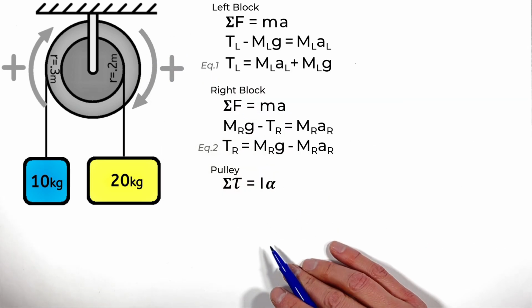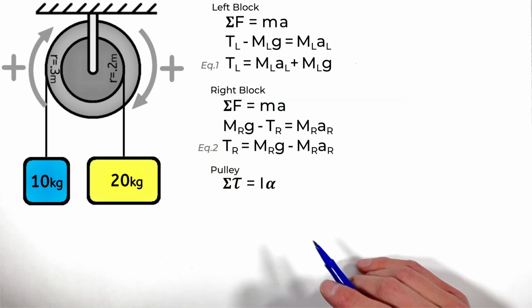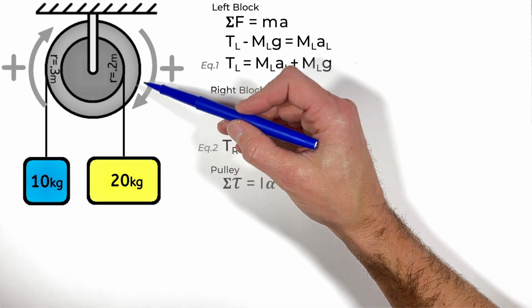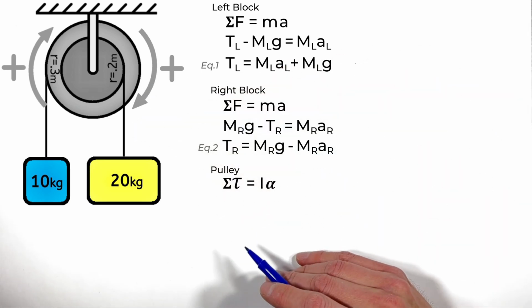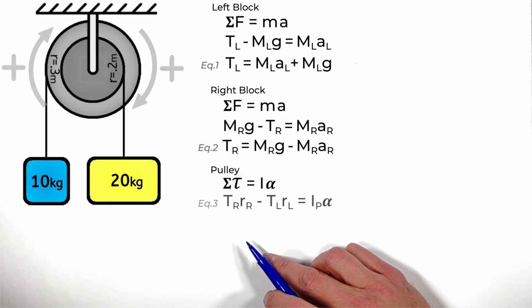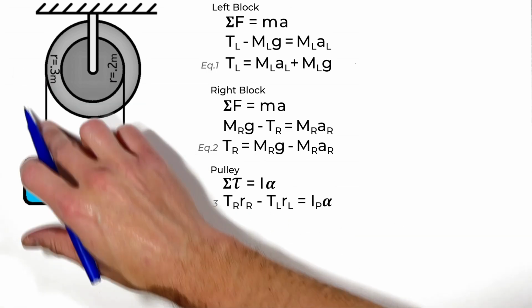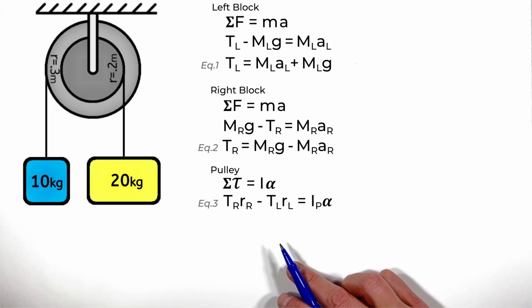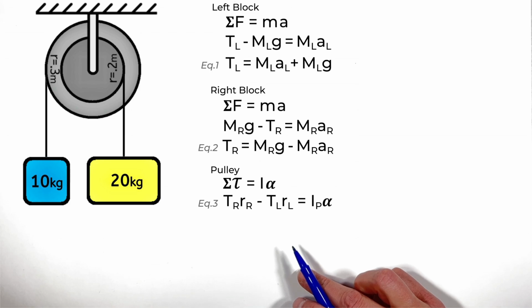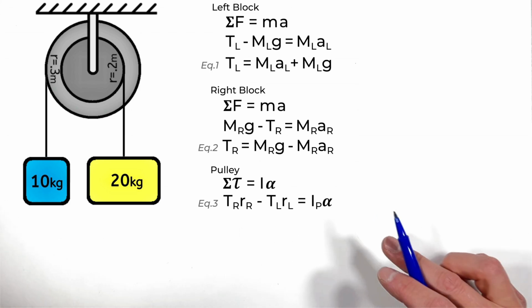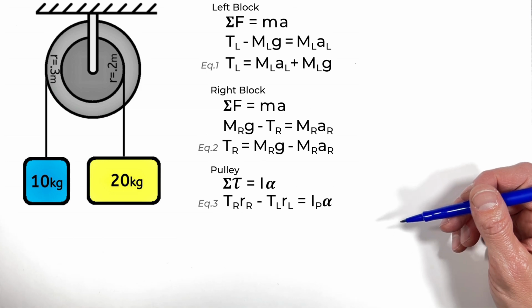So when we look at the sum of all torques acting on this pulley, really what we have is the torque from this tension right here. I'm going to call that the tension on the right multiplied by the radius on the right, minus the torque from the string over here. That is the tension on the left acting at a radius I'm going to call RL. And those are causing the inertia of the pulley to go through some angular acceleration.